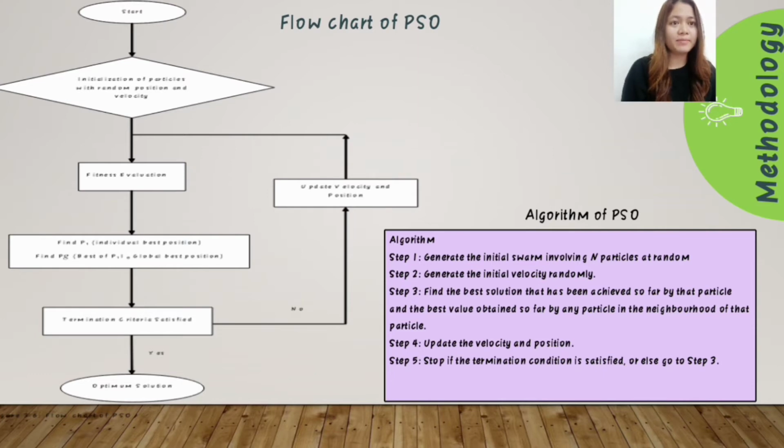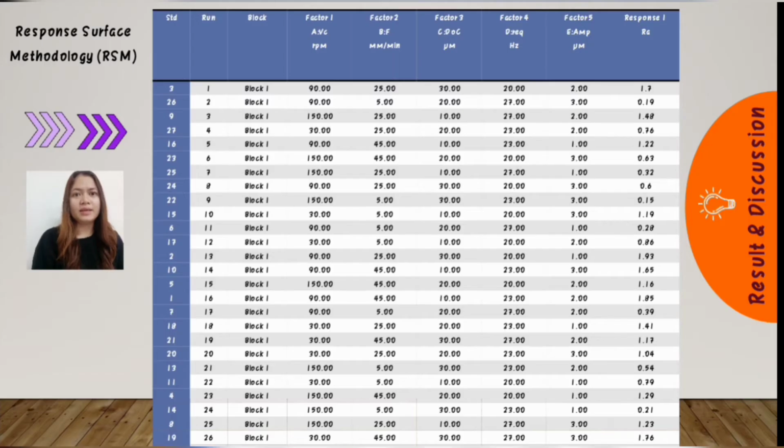Next, find the best solution that has been achieved so far by that particle and the best value obtained so far by any particle in the neighborhood of that particle. Step 4, update the velocity and the position. And step 5, stop if the termination condition is satisfied, or else go back to step 3.